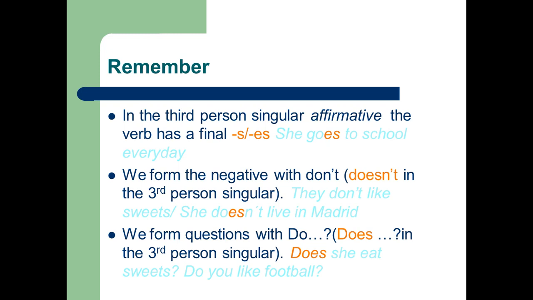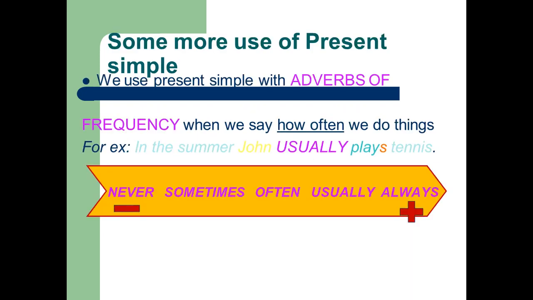3-shaxs birlikda do, does yordamchi fe'li orqali so'roq gaplar yasaladi. Does she eat sweets? U shirinliklarni yeydimi? Do you like football? Siz futbolni yoqtirasizmi? We use present simple with adverbs of frequency when we say how often we do things. For example, in the summer, John usually plays tennis.